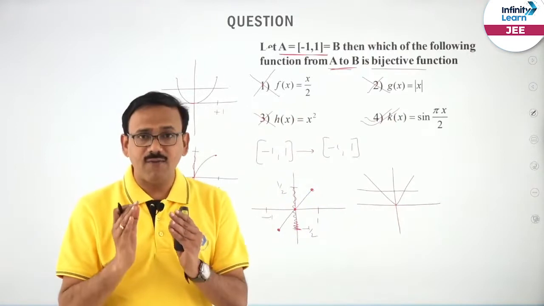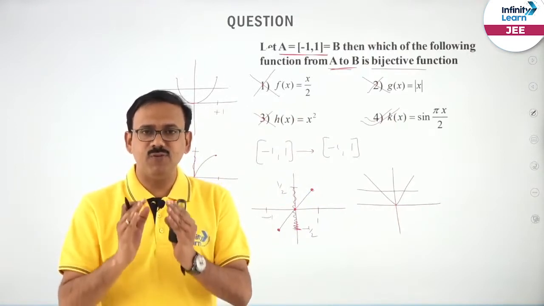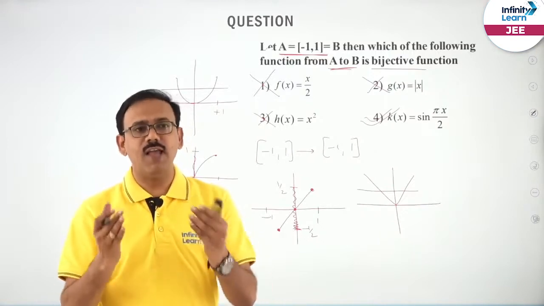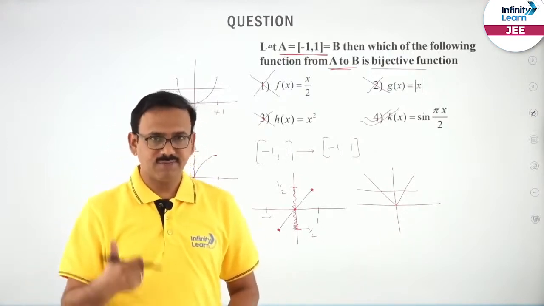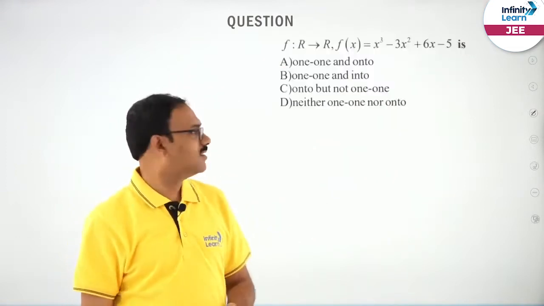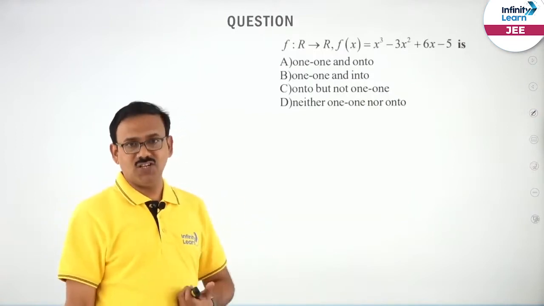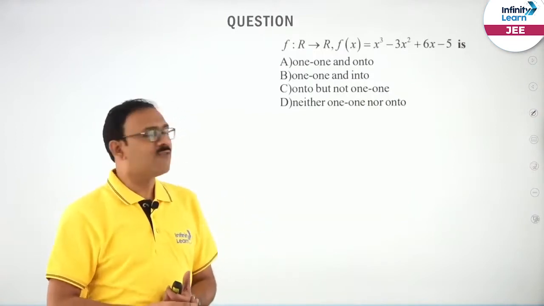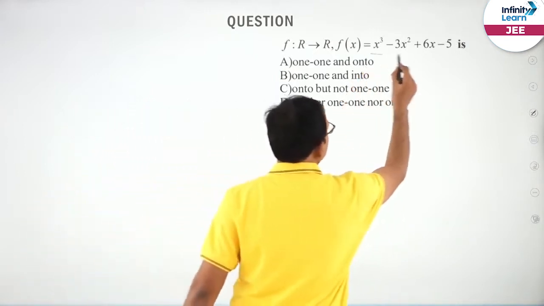Just if you have an idea of some familiar standard simple functions' graphs, you are able to decide whether it is 1-1 or not, onto or not. Okay. Chalo, next. What about this function? Cubic expression, how to handle? Fine, it is easier. It seems to be a little lengthy, but it is easy.